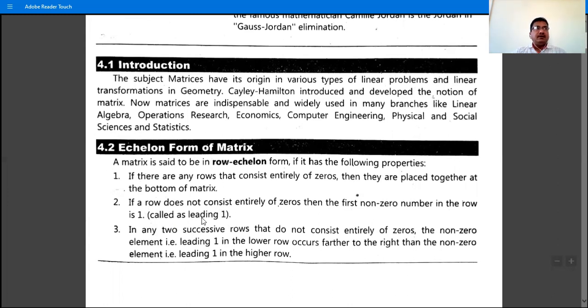So the first non-zero element in every non-zero row must be one, and that one is called the leading one. And the third property: in two successive rows, the leading one of the lower row is to the right of the leading one of the upper row. That is, the leading one of the lower row must be one place or two places to the right of the leading one of the upper row. And if these three properties are satisfied by the matrix, then we say the matrix is in row echelon form.